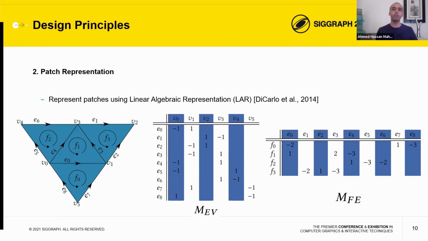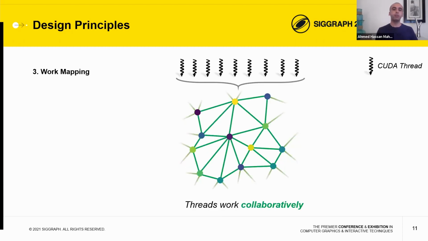Using this representation, we only store two very sparse matrices, and all other query operations are performed as matrix operations. This representation enables us to come up with a new way of assigning work to computational threads, where threads work collaboratively in order to perform the query operation. This means the query operation will be load balanced, something that is not achievable using alternative representations.